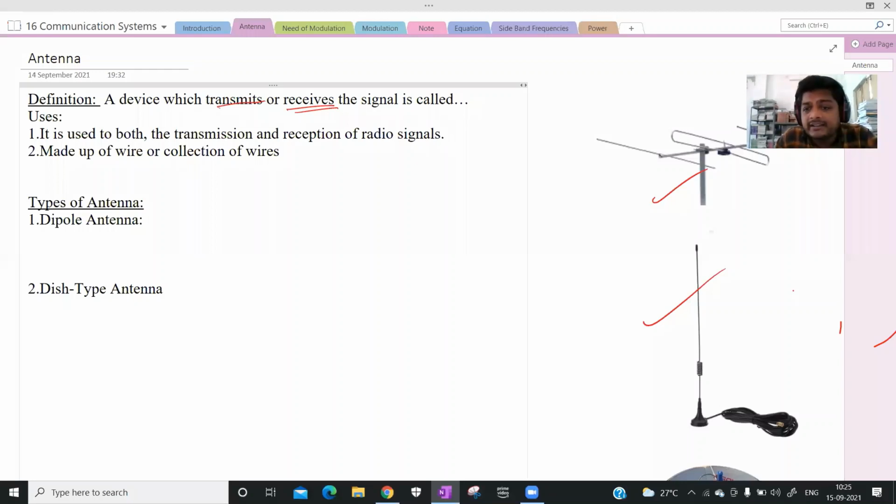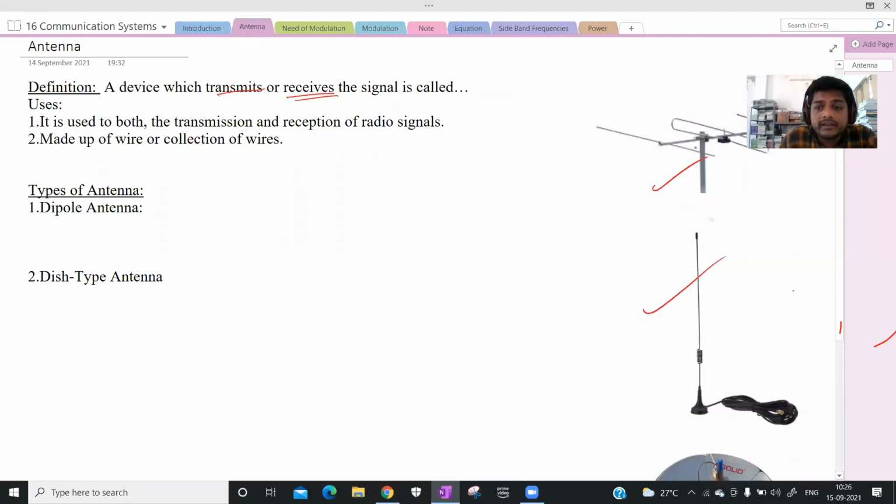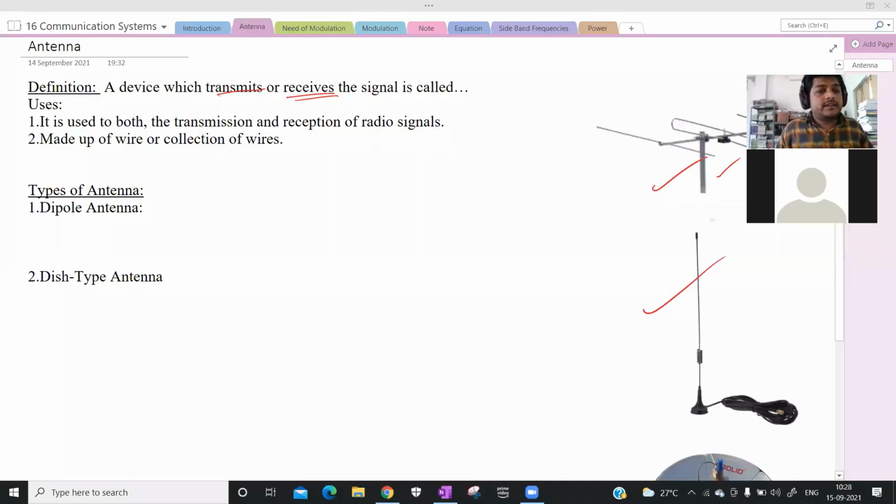Understood? You have already seen these types of transmitters. In your home you see this, and some cars have this type of antenna at the back. Old radios and TVs have this type of antenna. So the device which is used to transmit and receive the signal is called an antenna. It is used for both transmission and reception of signals, and it is made up of a wire or a collection of wires. Is it fine?